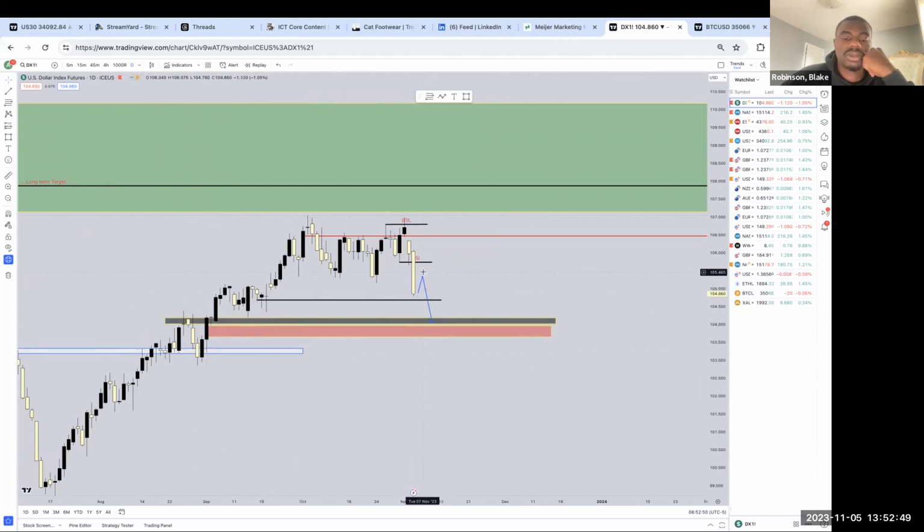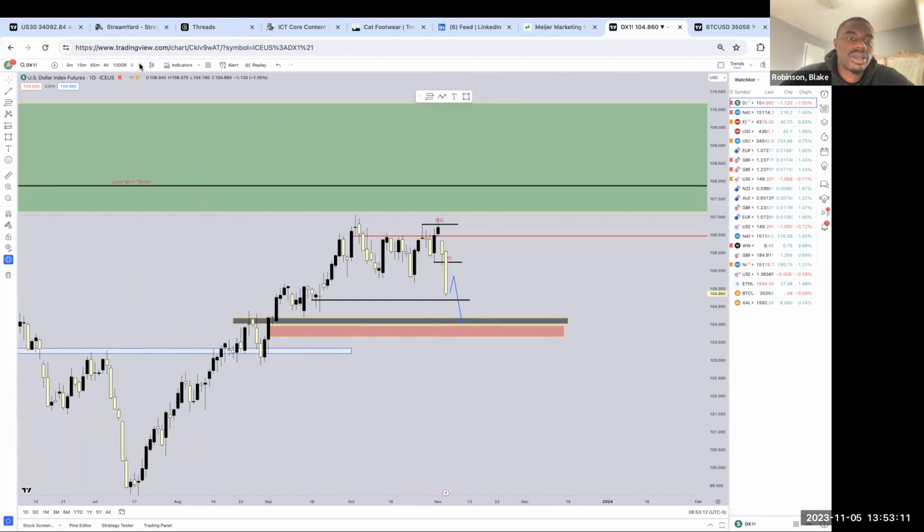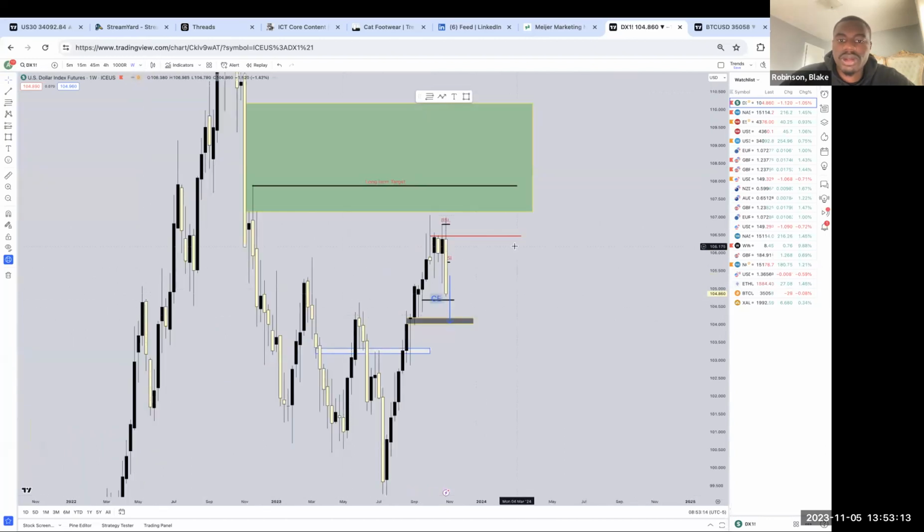And so if that's the case, then I'd like to see a pullback into that 4-hour fair value gap that we outlined there, and then trade lower to here. And then this will be the consolidation or the accumulation, manipulation to here, and then probably distribution to continue to go back up. I don't think we're quite at the point where we're going to reverse in the market majorly yet.